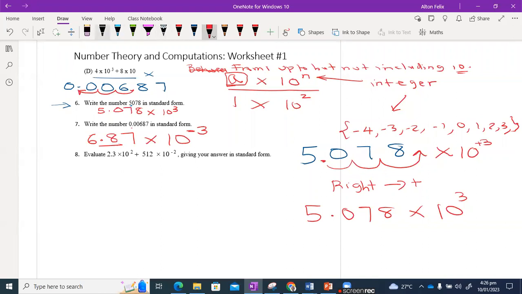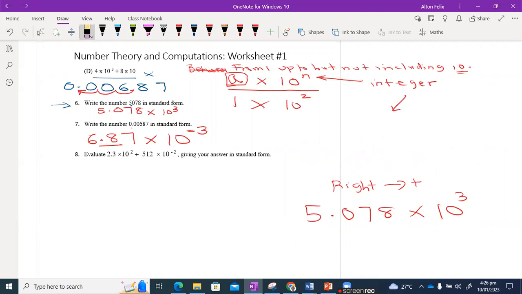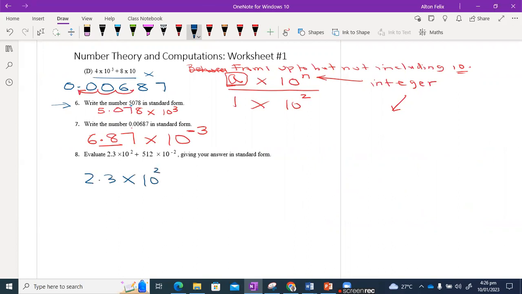Now, what I would like to indicate to you in that last example, you would notice this first part of the sum, 2.3 by 10 squared, that is written in what? Standard form. But the second part, watch it carefully, is not written in standard form. Can you tell me why?